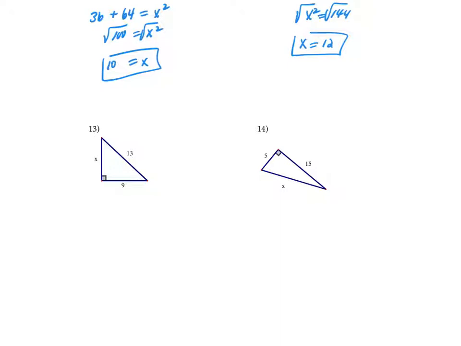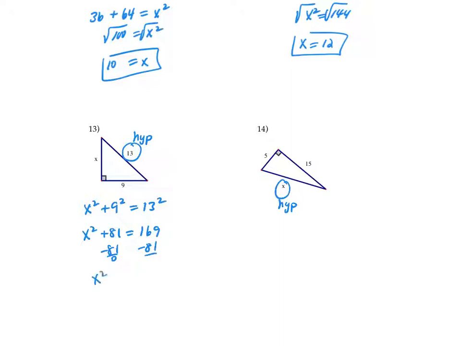And if we take a look at number 13, again, identify your hypotenuse, and that is 13. And in number 14, x is the hypotenuse. All right, so setting up number 13, we're going to do x squared plus 9 squared is equal to 13 squared. So x squared plus 81 equals 169. Subtract 81 from both sides, and we'll have x squared is equal to 88. Okay, finally one we're going to have to simplify.